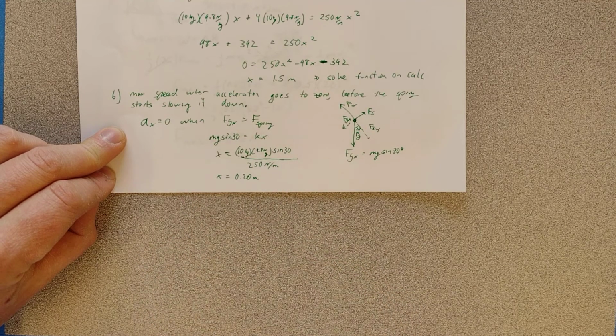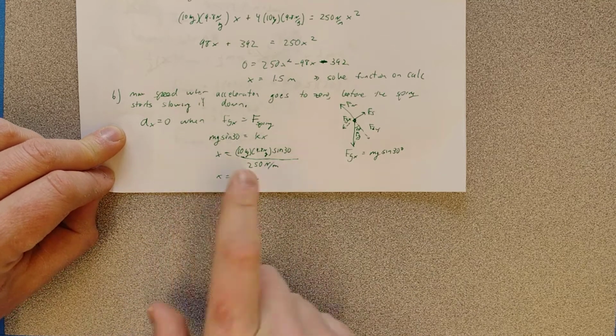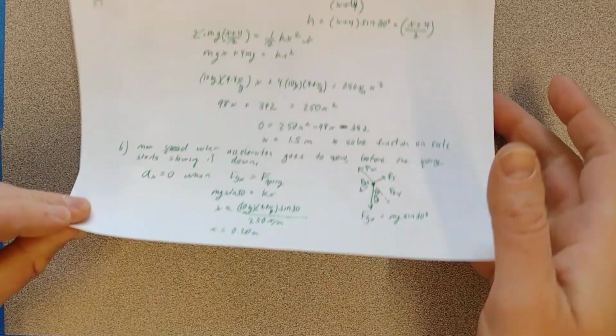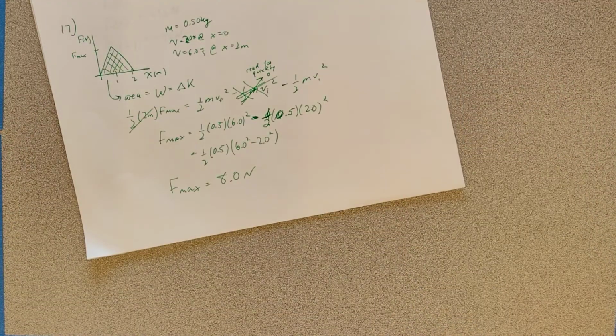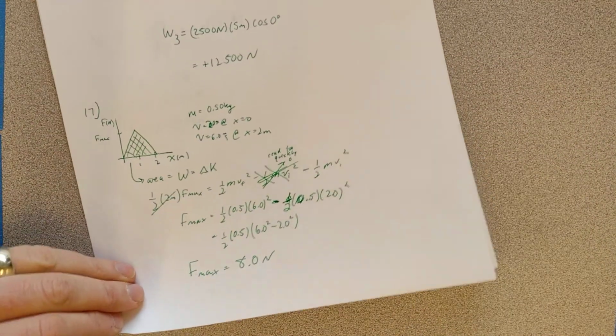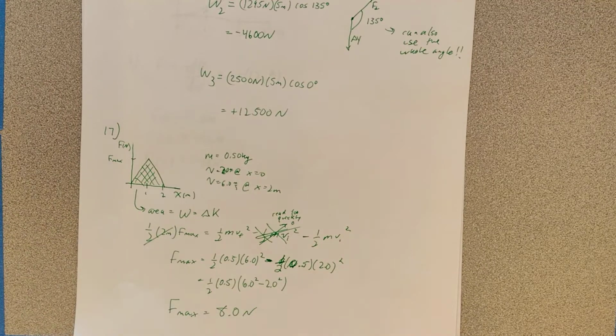Magnitudes here have to equal each other. I didn't put the negative sign on here. Anyways, you get about 0.20 meters. All right, on to chapter 11. Let me go back to the chapter in the book here.